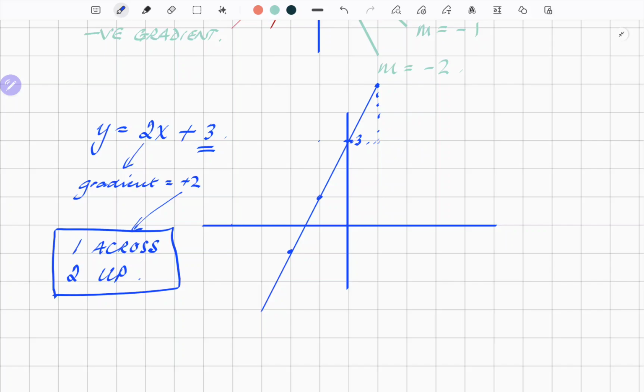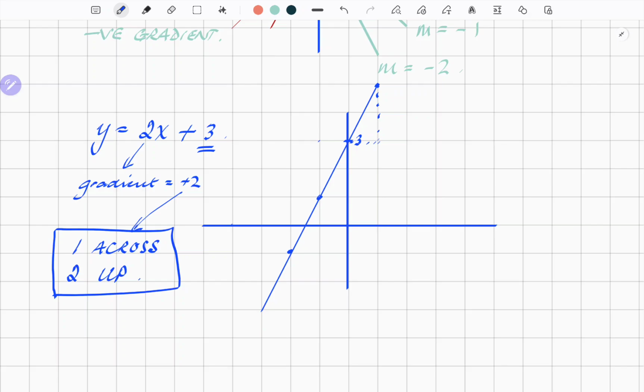Like that. Do you see? Does that 1 across 2 up thing make sense now? All right? The gradient of, well, whatever number it is, 2, what it means is for every unit of x that you go across, how far up or down do you go vertically? Any questions on that? No? All right. So that's how you do that.